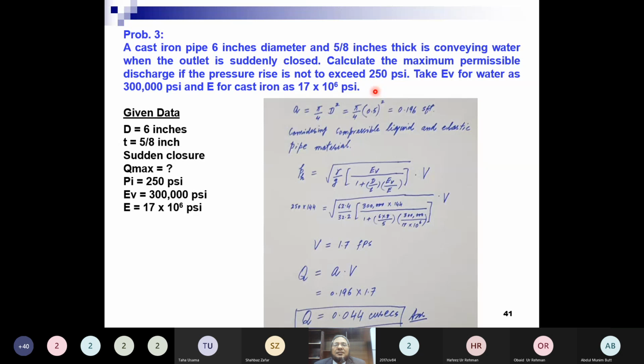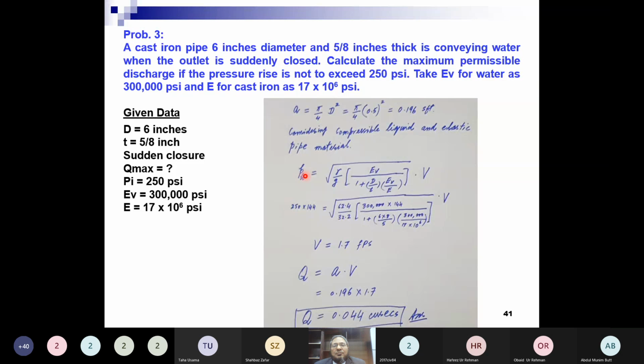So this is the case of what? What is the pipe material of what type? Compressible liquid, and material of the pipe is elastic. Now, which equation we have to use? Equation number 4. So the hammer pressure is under root of gamma over G, EV over 1 plus D over T, EV over E, into the V. And this V we want to compute.